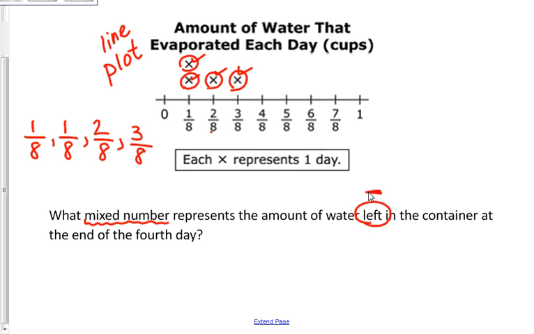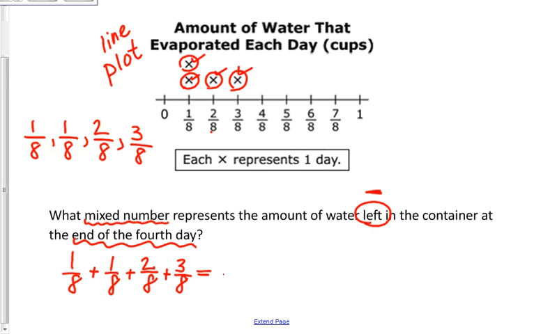At the end of the 4th day, that's telling me that I need to add together each of my 4 days. So I'm going to put them together down at the bottom. 1/8 was the 1st day. 1/8 was the 2nd day. Plus 2/8 on the 3rd day. And 3/8 on the 4th day. So at the end of the 4th day, I need to add all of those back together.